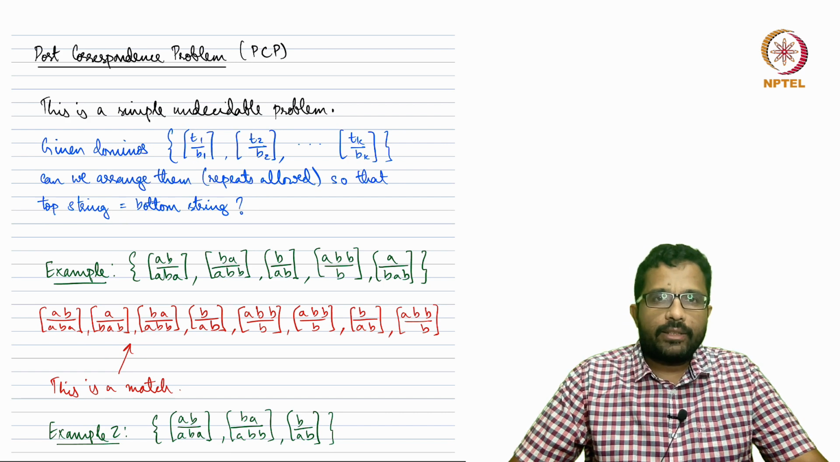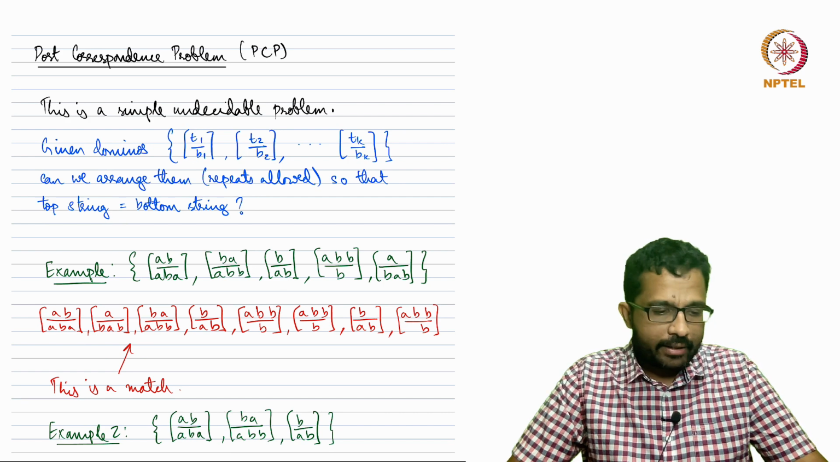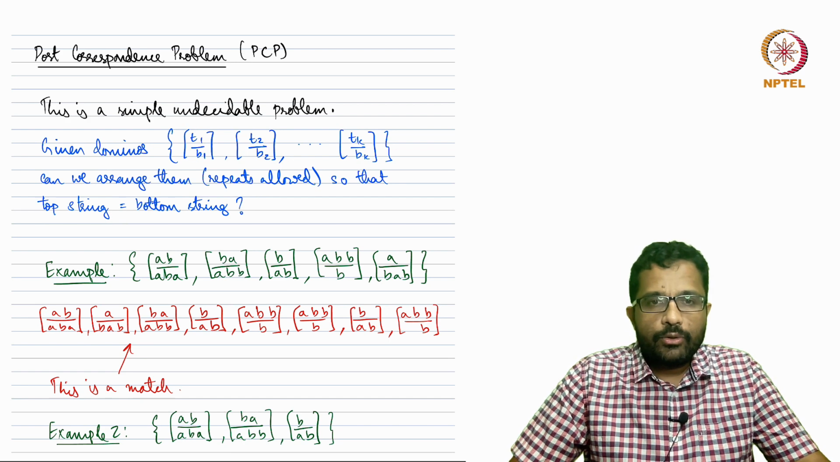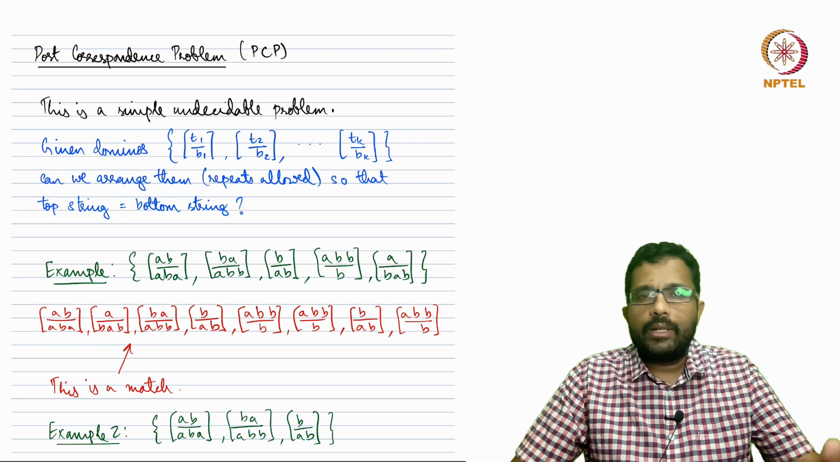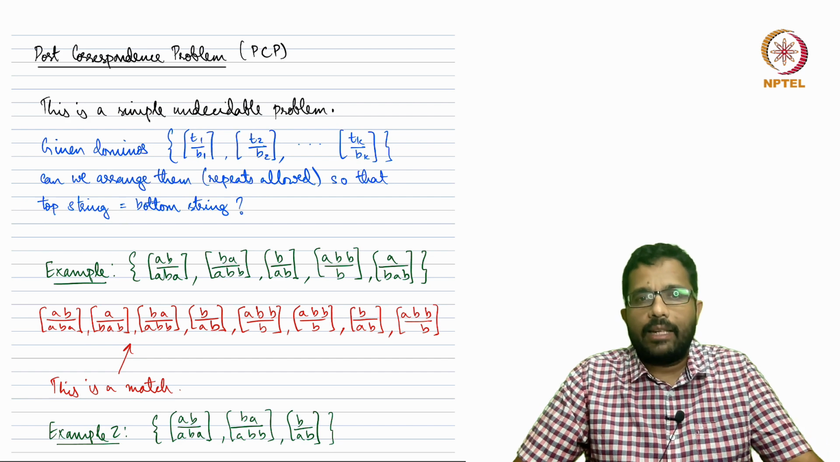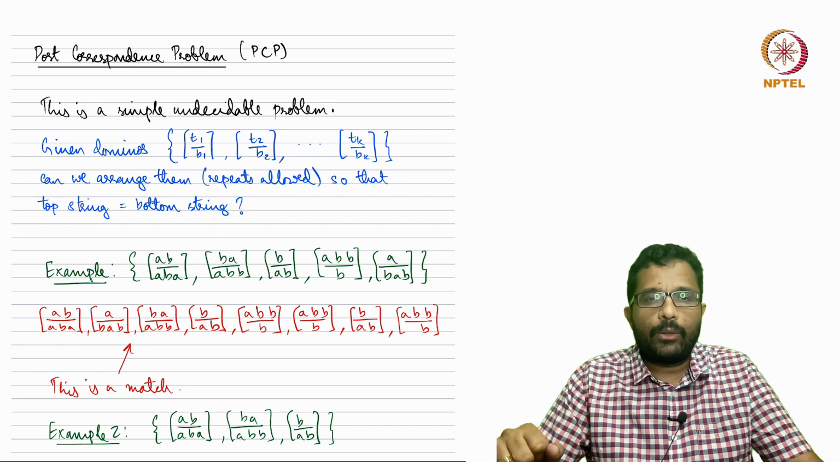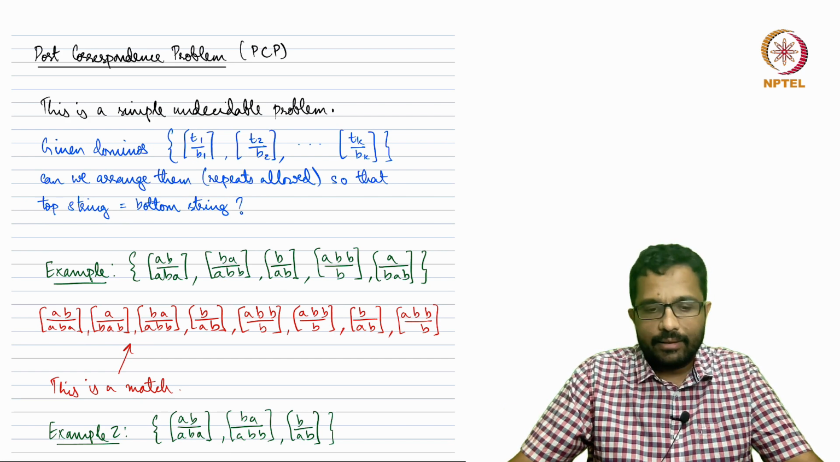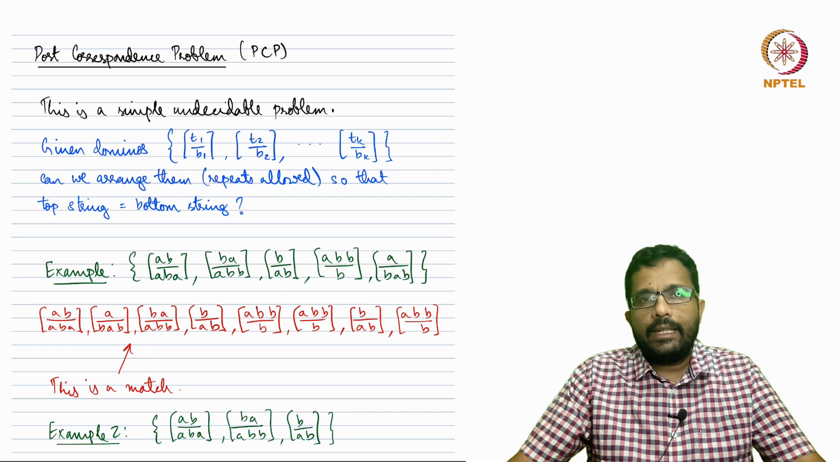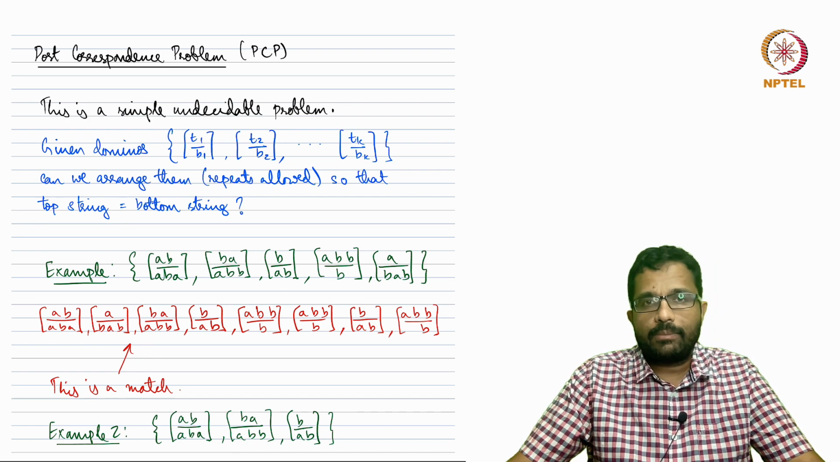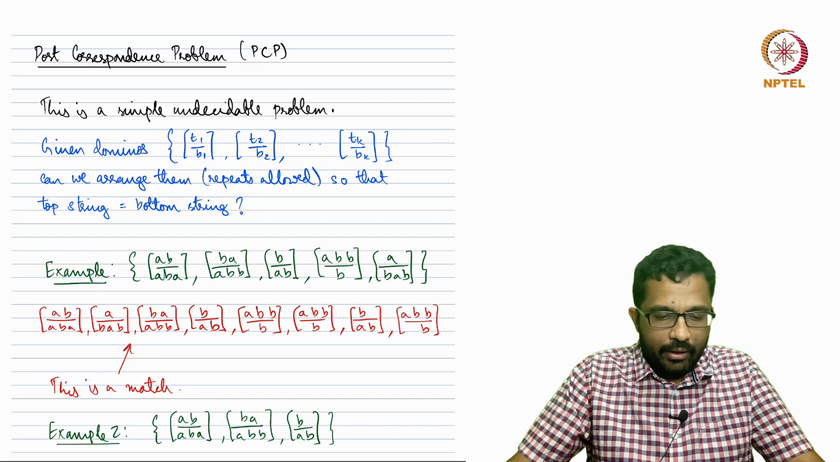Hello and welcome to lecture 43 of the course Theory of Computation. This is also the beginning of week 9. So far we have been seeing decidable and undecidable languages. We saw reductions, and how we can prove some languages are undecidable using reductions. And at the end of week 8, I showed you this problem called the Post Correspondence Problem, right?